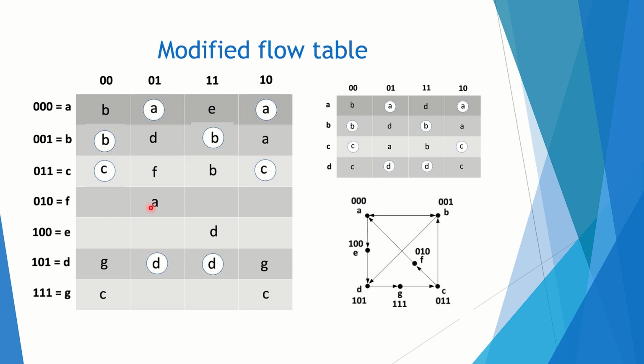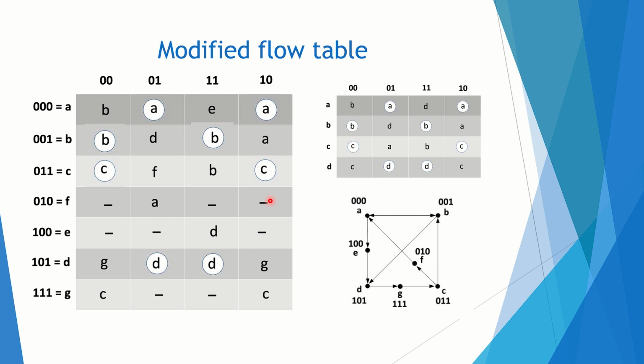All others are given as don't care, and we have put a dash. And there's one state I haven't drawn. For that, all the four values are also don't care. That is the state 110 is not shown here, and for that the four values are also don't care. So this is a modified flow table. This is a race free state assignment. There will be no critical races here.